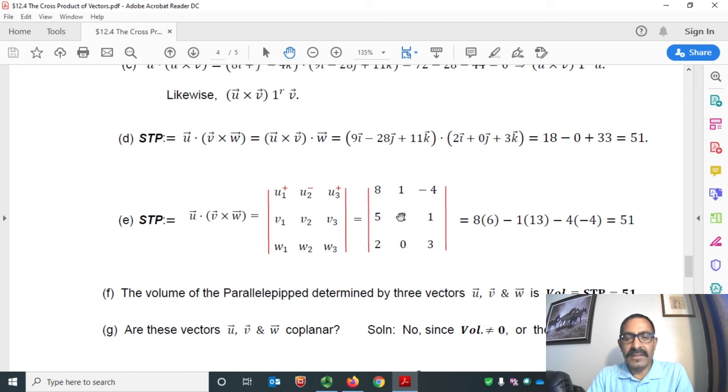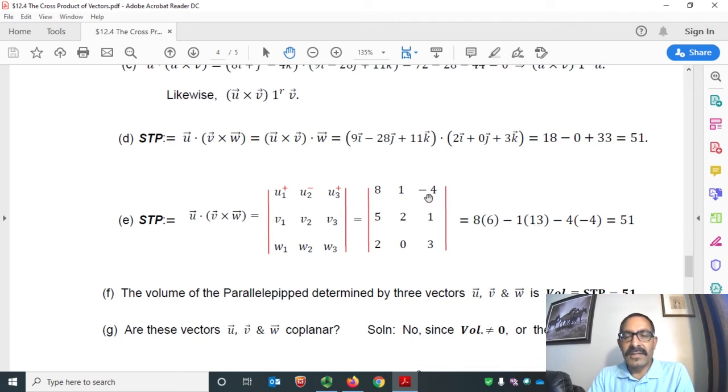So let's expand this one. 2 times 3 is 6, minus 0 times 1 is 0, so 6. So we have these terms. Next, minus 1, cross out the second column and the first row, then we have the determinant of 5, 1, 2, 3. Then multiply 5 times 3, 15, minus 2 times 1 is 2, so 15 minus 2 is 13, which is there. I hope it makes sense to you all.